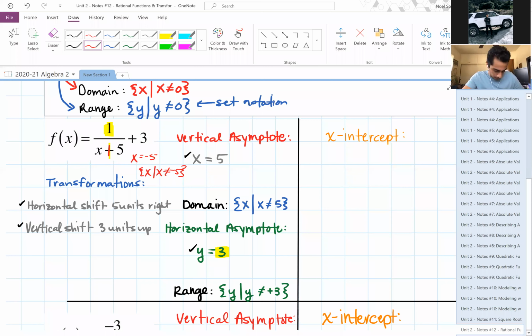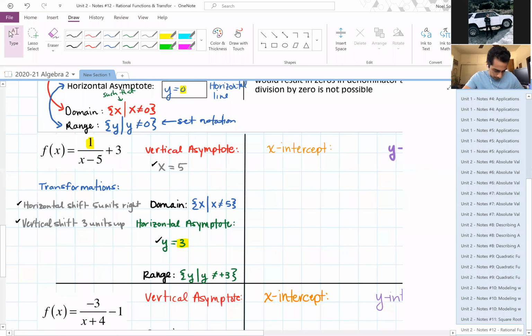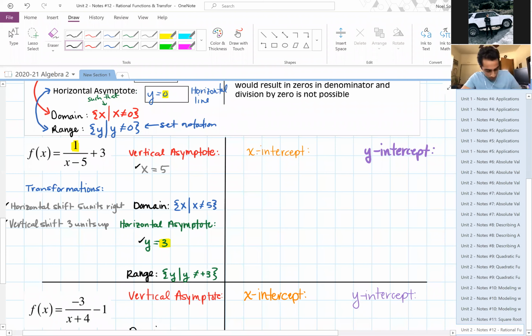All right, sounds good. Let's move on over to the x-intercepts. You guys kind of know the process for this. It's the same as before. It's just how do you handle it with a new type of function, right? So we want to solve for the x-intercept. This is where you want to set your y equal to 0. We know that we would have to turn the f of x into y. So we have y equals 1 over x minus 5 plus 3.